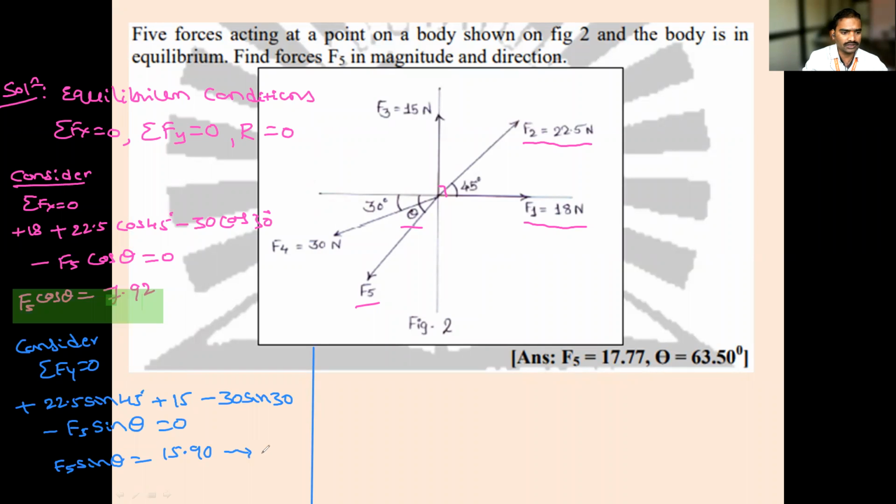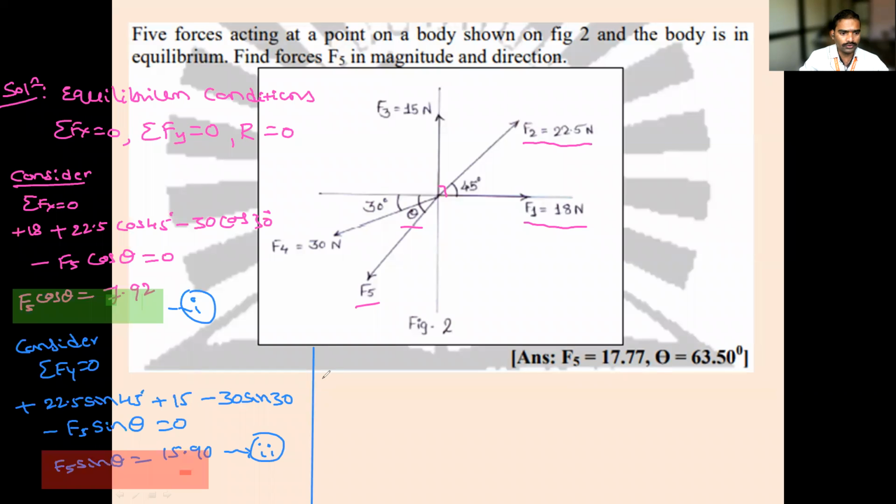This is equation number 2, and this is equation number 1. So I have two equations and I have to solve them. How to solve next? Can anybody tell me how to solve this? Two equations, two unknowns. What will I do? Equation number 2 divided by equation number 1.